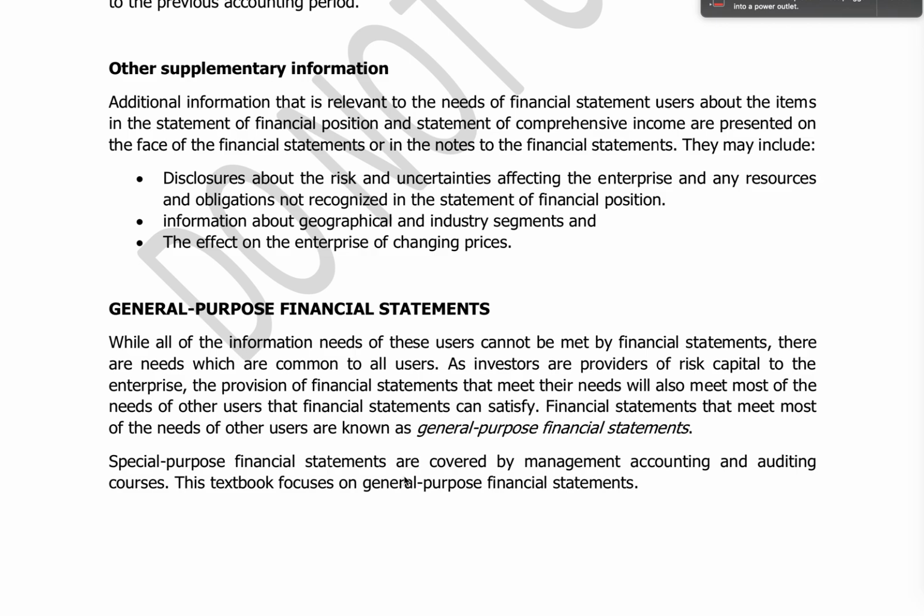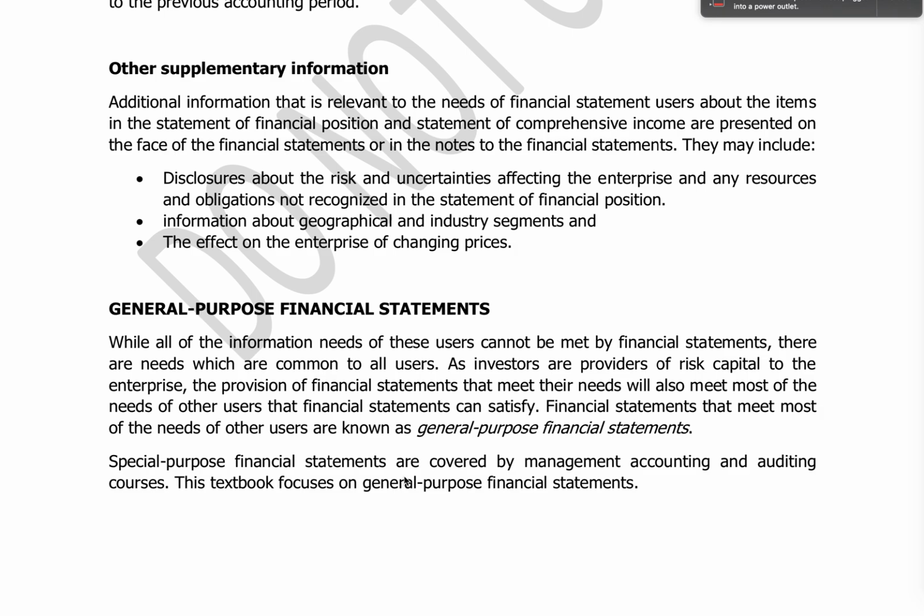Number 1, statement of financial position or balance sheet. Number 2, statement of comprehensive income or income statement. Number 3, statement of cash flows. Number 4, statement of changes in owner's equity or the capital. And then lastly, notes to financial statements.